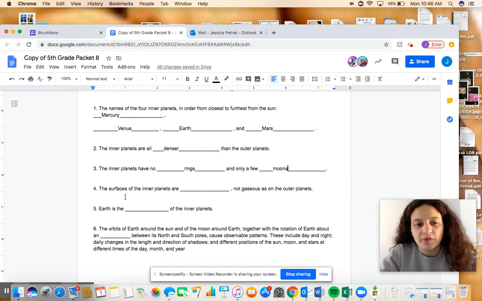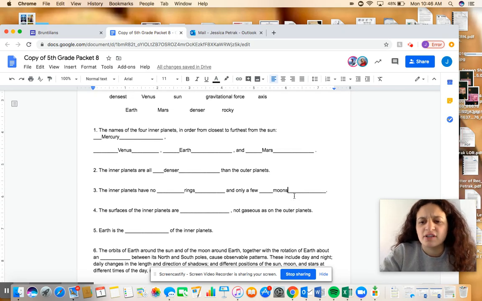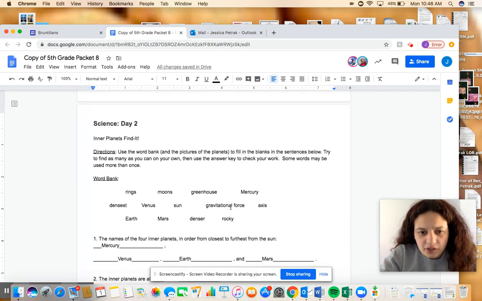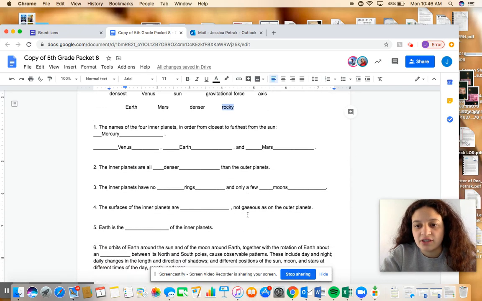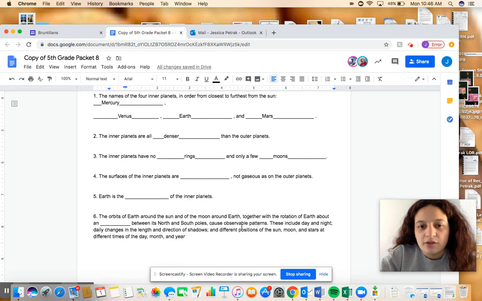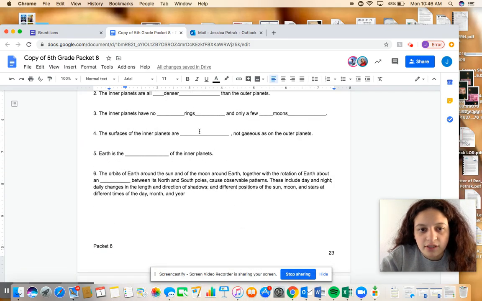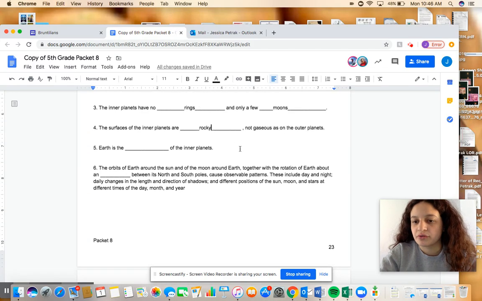I'll do one more. The surfaces of the inner planets are blank, not gaseous as on the outer planets. So we want something that's like the opposite of gassish. So let's see. Sun, no. Axis, no. Mercury, no. Denser, no. Rocky. Rocks are solid. Gaseous is like, gas. So that would make sense. So let's put the surfaces of the inner planets are rocky, which is true, right? Earth is rocky.